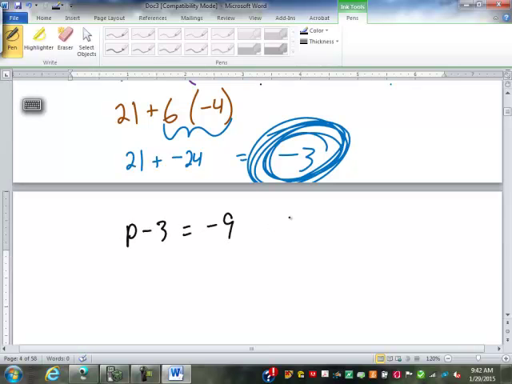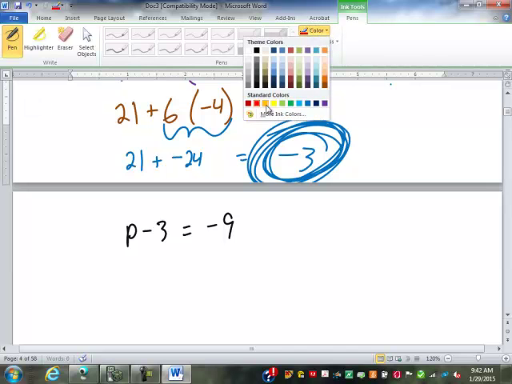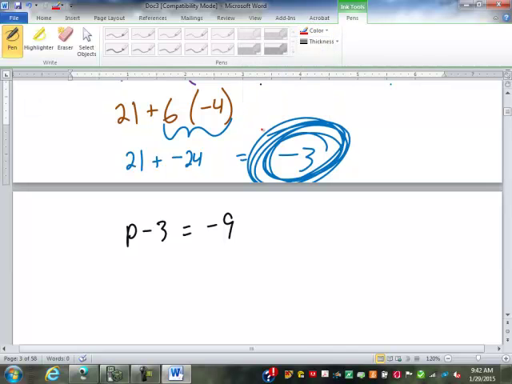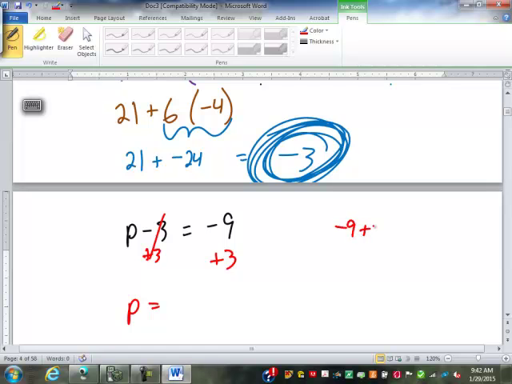A lot of people did this. They added 3 to get negative 12. That's not correct. You do have to add 3 to get rid of the minus 3. Adding 3 gets rid of the minus 3 here. Adding 3 over here, however, that's a negative 9 plus 3. So negative 9 plus 3 gives us a negative 6.